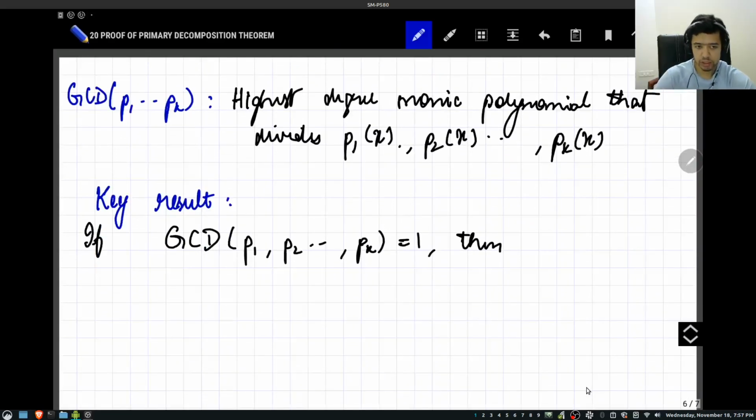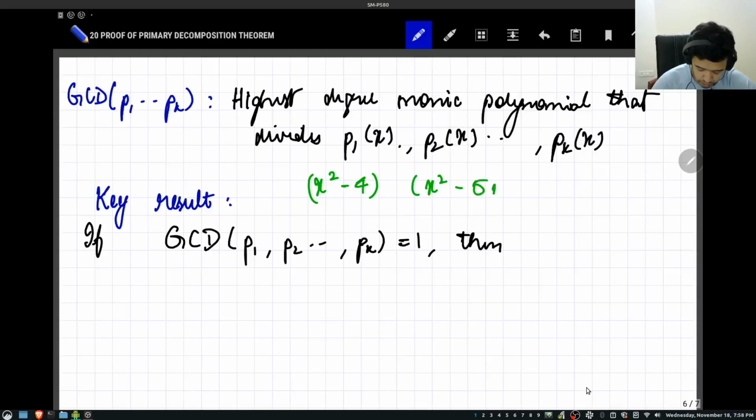And similarly, just as we have the greatest common divisor of a set of integers, we'll define the greatest common divisor of a set of polynomials as the highest degree monic polynomial which divides each of the polynomials p1, p2 up to pk. So for example, find the GCD of the following polynomials with coefficients from R. Let's say x squared minus 4 and x squared minus 5x plus 6. Find the GCD of these two polynomials, where the coefficients come from R.